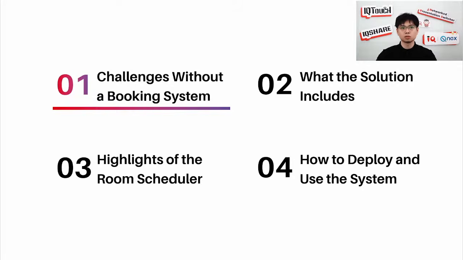In today's session, I will guide you through 4 parts to help you better understand this solution: the challenges organizations face without a booking system, what the Q-NEX meeting room booking solution includes, key highlights of the Q-NEX room schedule, and finally, how to quickly deploy and use the booking system. So now, let's begin by looking at the question: what really happens when an organization does not have a meeting room system? Let's dive into part 1.